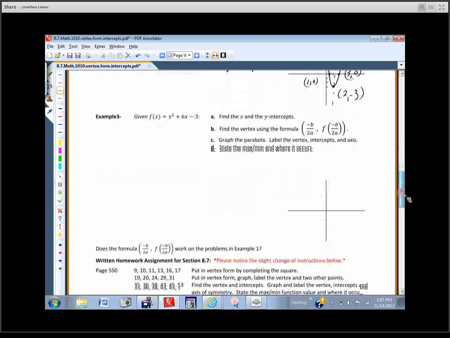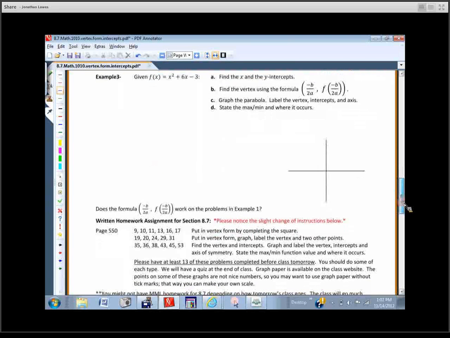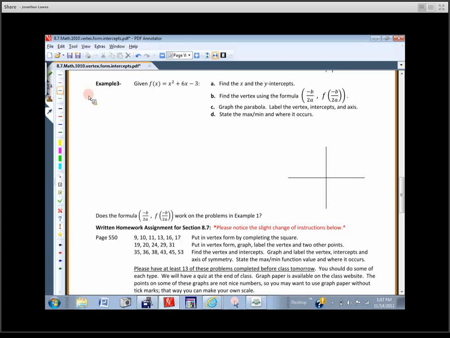Okay. Let's speed this up just a little bit. I'm going to do example 3, and then I want to point out a couple of other things. So, find the x- and y-intercepts. Sarah Brown, how do I do that? How do we find intercepts?